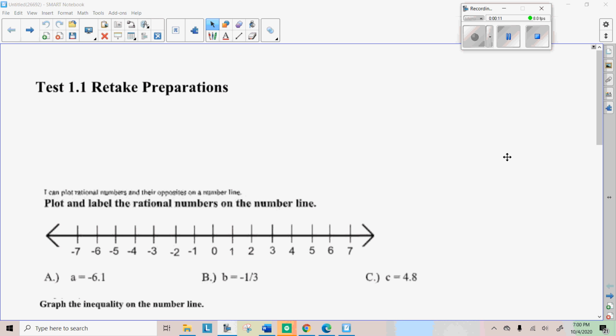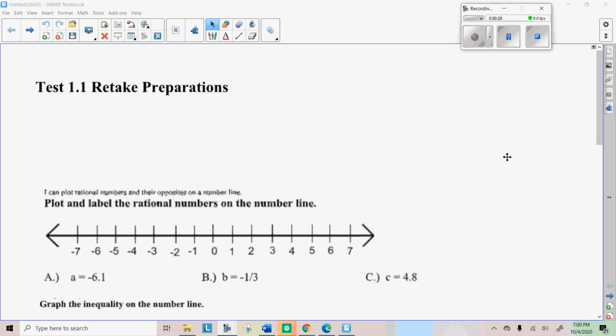What you're going to do is watch this video and take notes and then do the problems that I don't do. Then you're going to turn that in. You're going to send me an attachment to an email so I can check it and make sure you're doing it right. And if you're doing it right, then I will send you the test to retake.